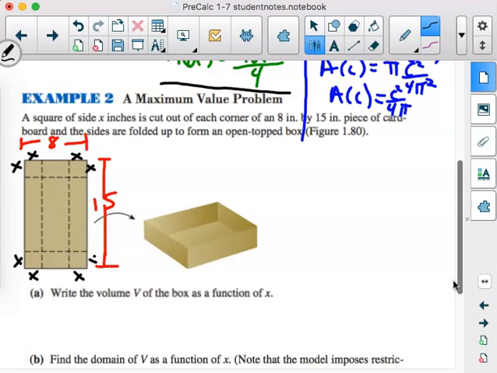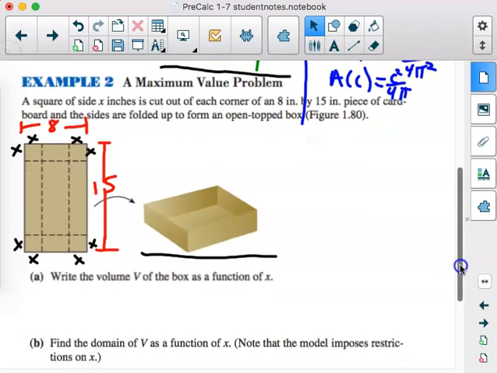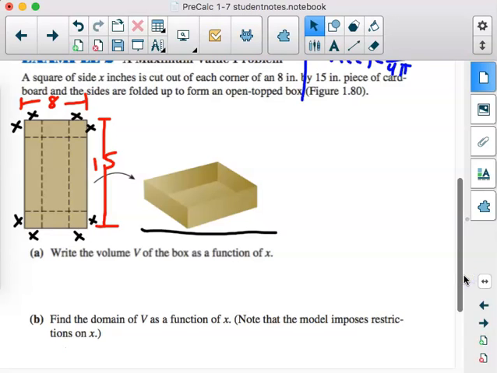Doing that meant all of those little corners that get pushed up are going to have x as their side length. So we're making this open top box right here, and we have to figure out what the dimensions of that would be. For A, it says write the volume V of the box as a function of x, which I already used x in the drawing, so that makes perfect sense.